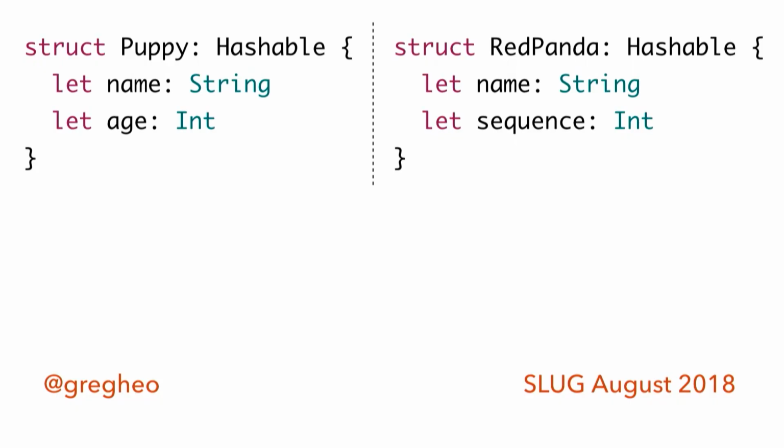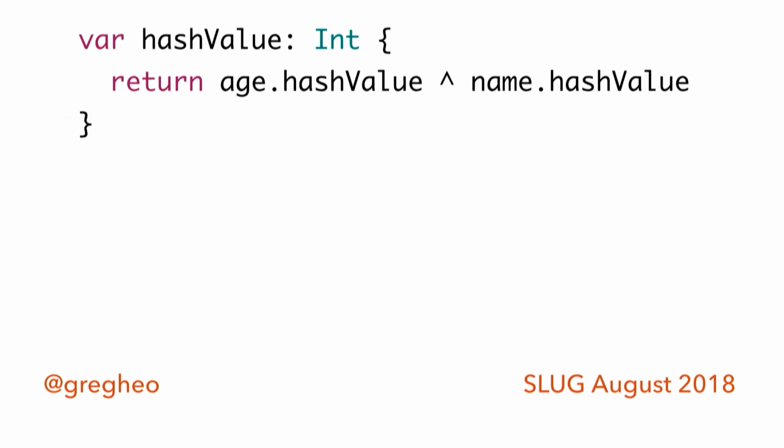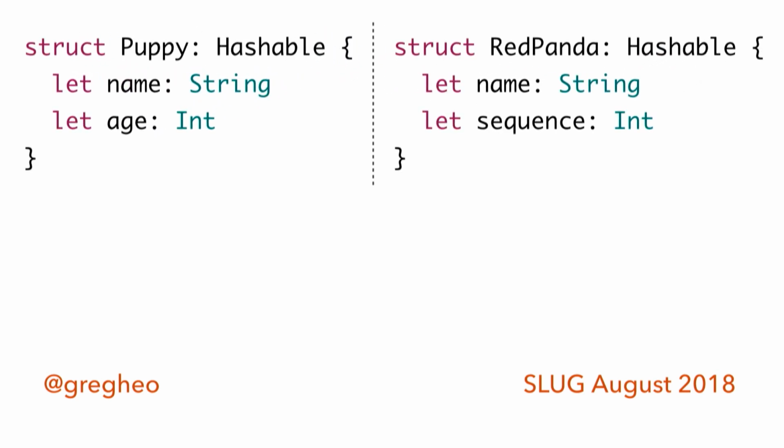So let's say I have a puppy. It's going to be hashable. Let me just go back one and say that starting in Swift, I think 4.1, we got the automatic conformance. So if your properties in the struct are all hashable, you don't have to write this. The compiler will do it for you. So this is complete code. This will just work on its own. So I have a puppy. It has a name, and it has an age.